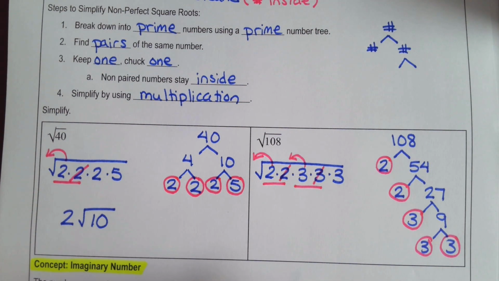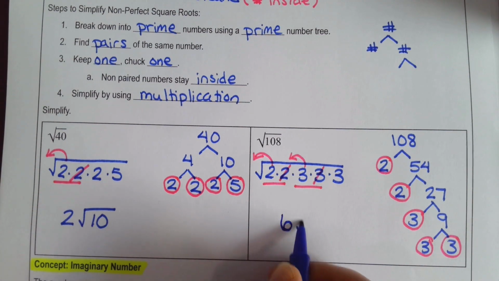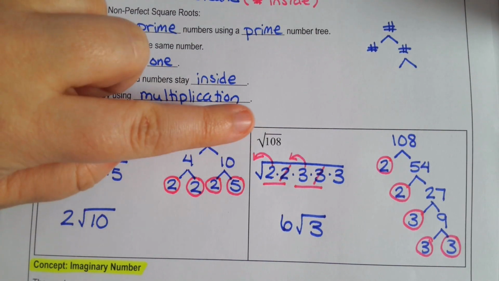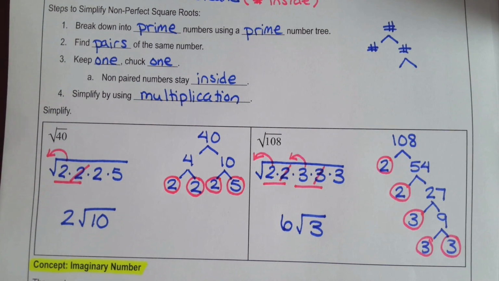And we multiply them. So 6 is on the outside, and remaining inside is 3. So there you have it. We've simplified the square root of 108.